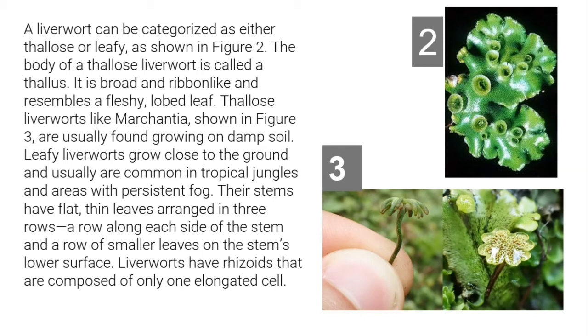Leafy liverworts grow close to the ground and usually are common in tropical jungles and areas with persistent fog. Their stems have flat, thin leaves arranged in 3 rows, a row along each side of the stem and a row of smaller leaves on the stem's lower surface. Liverworts have rhizoids that are composed of only one elongated cell.